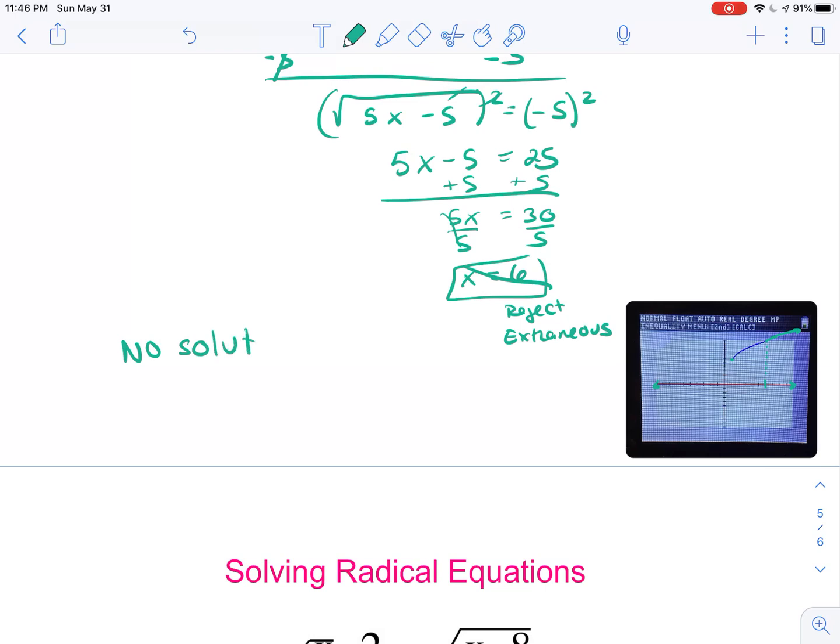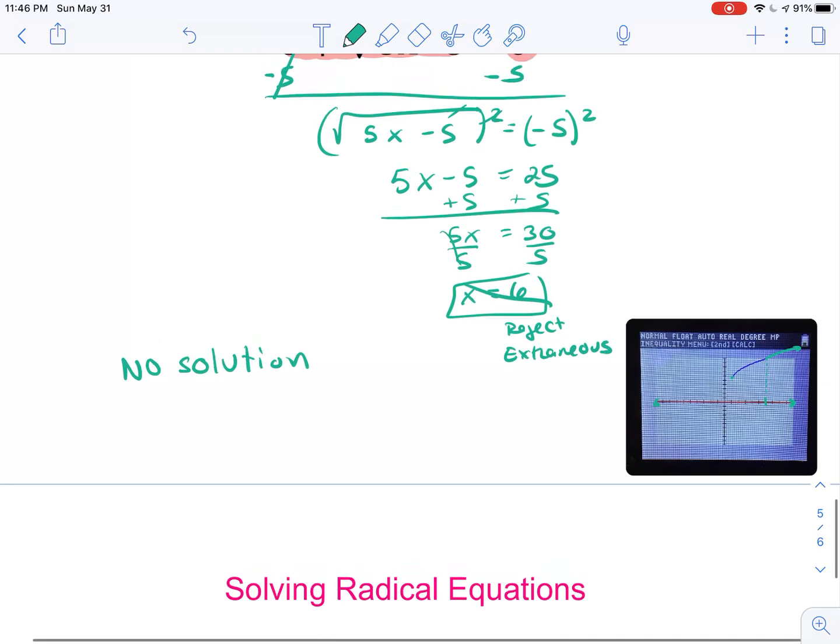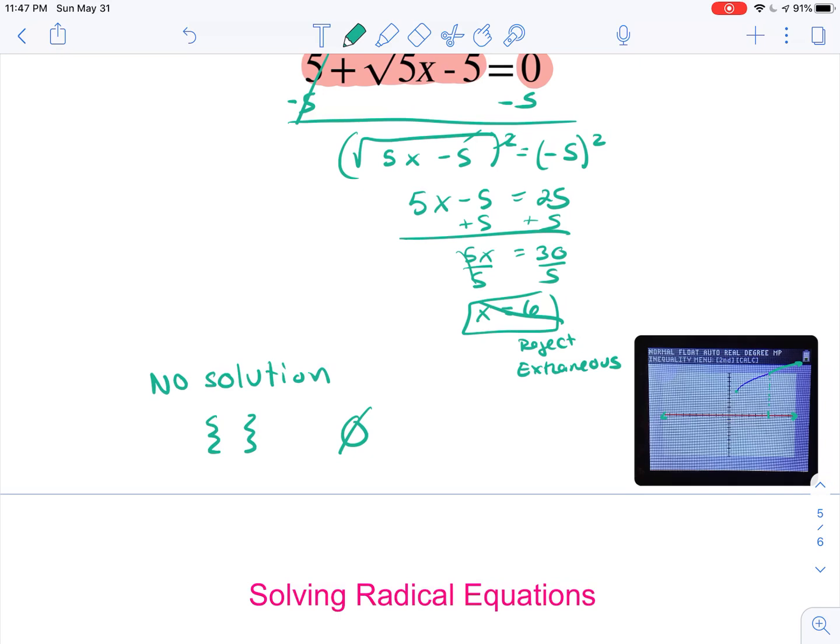This is extraneous. So what is my final answer here? Well, it's no solution. Okay, now if you're typing into Delta Math, it may not accept no solution. What it may accept is something called the empty set, which would be either an empty set of brackets, or sometimes they'll do a 0 with a slash through it. That means that there is no solution. It is an empty set.